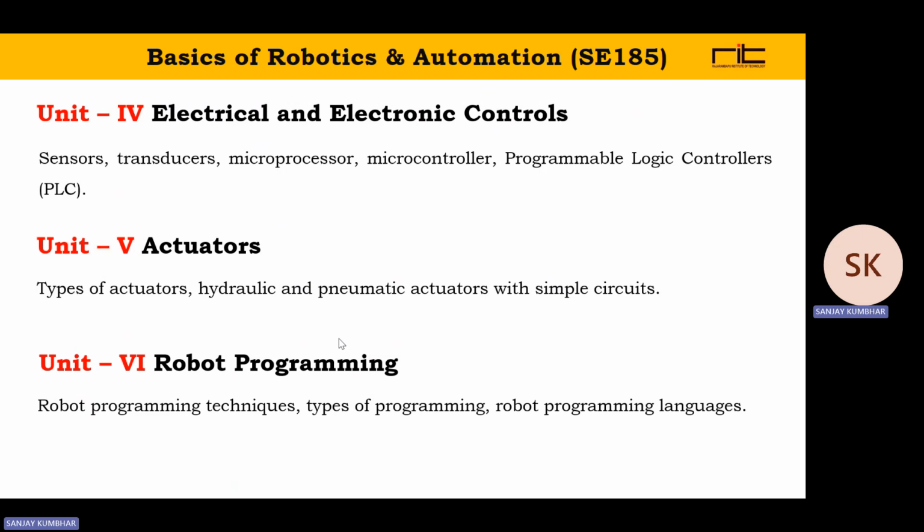And the last one, very important, is robot programming, which has very good job opportunity. Now industries are demanding robot programmers. So with the help of robot programming, you can develop your mastery and you can get a job as a robot programmer. Under this sixth unit, we will have the overview of robot programming techniques, types of programming, robot programming languages, etc.